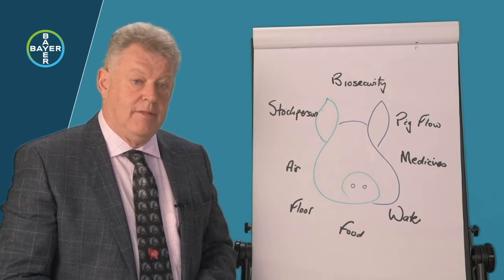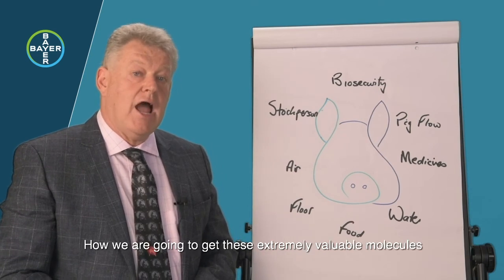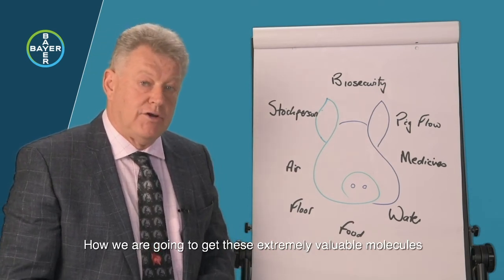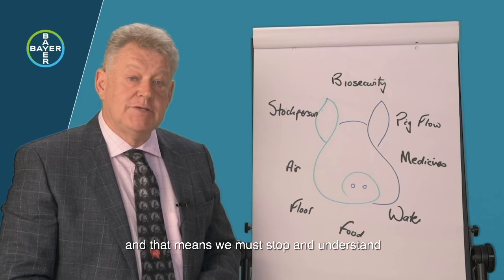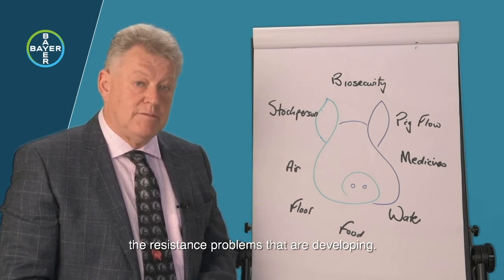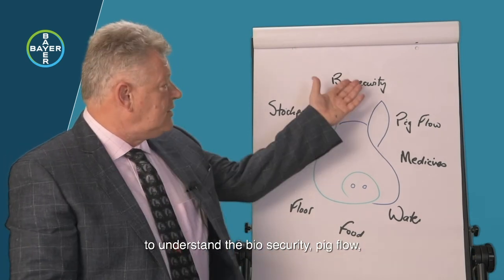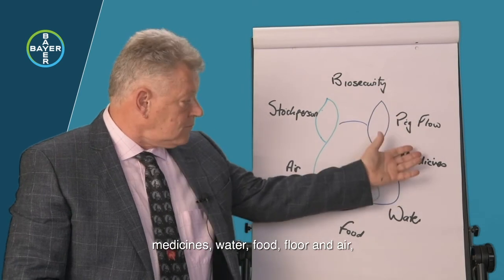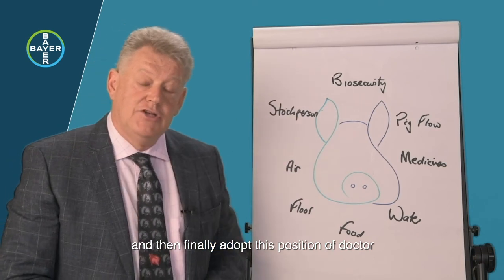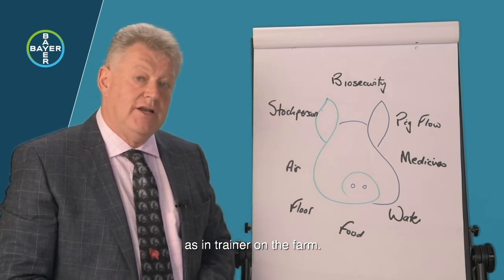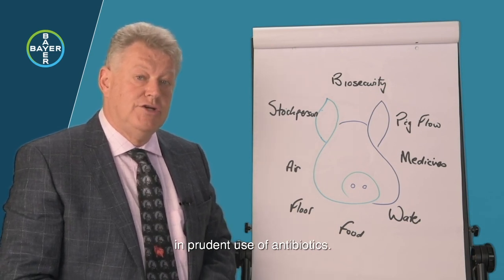So in summary, today we've talked about the responsible use of antibiotics. How are we going to get these extremely valuable molecules to be available for the next 200 or 300 years? And that means we must stop and understand the resistance problems that are developing. In order to achieve that, I encourage the veterinarians to understand the biosecurity, pig flow, medicines, water, food, floor and air, and then finally adopt this position of doctor, as in trainer, on the farm, so that we train our farm health team in prudent use of antibiotics.